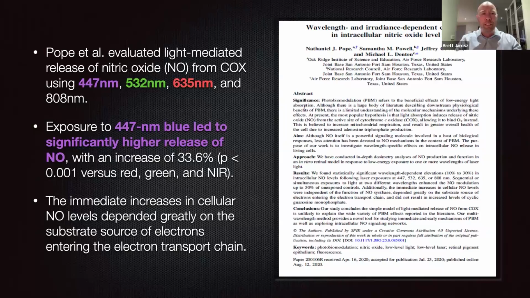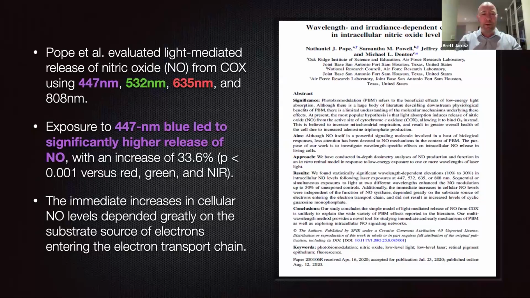So when we look at this, they evaluated light-mediated release of nitric oxide from COX, which, as we said, is sometimes shown in literature as CCO, so cytochrome C oxidase or COX, interchangeable. Using 447 nanometers, 532, 635, and 808, exposure to 447 nanometer blue colored light led to significantly higher release of nitric oxide.